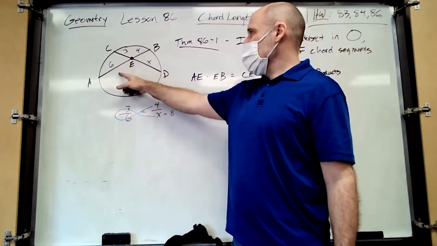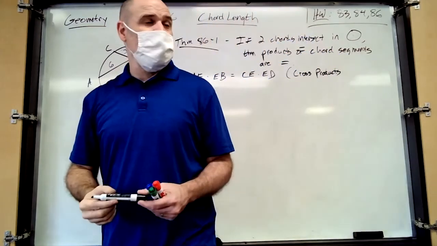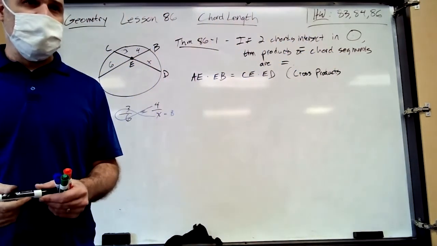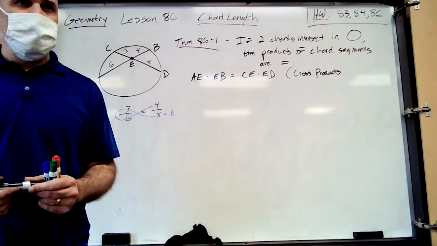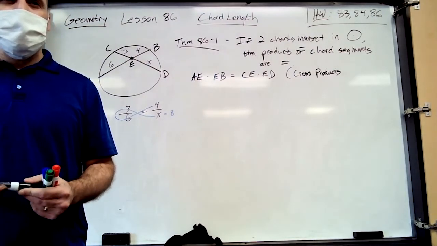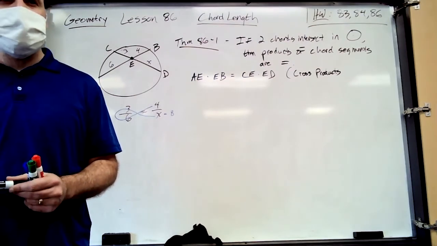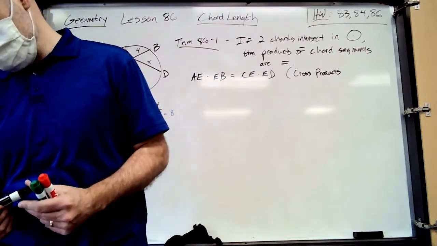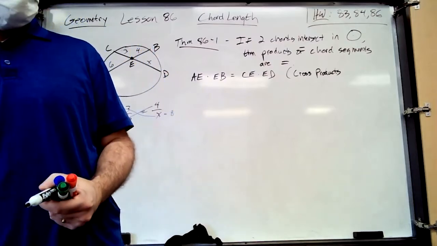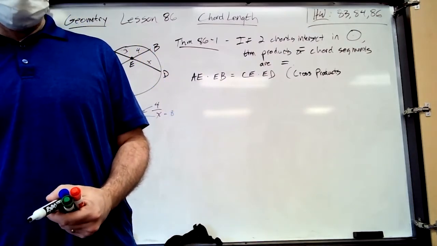Wait, it's 8? Should it not be 7? 6 times 4 has to equal 3 times 8. 6 times 4 is 24. 3 times 8 is 24. Unless you think 3 times 7 is 24, then we should talk, because it equals 21.